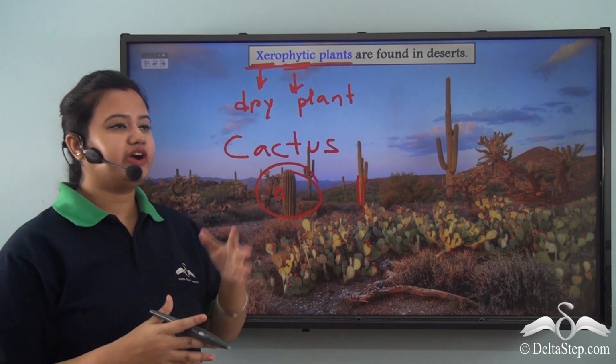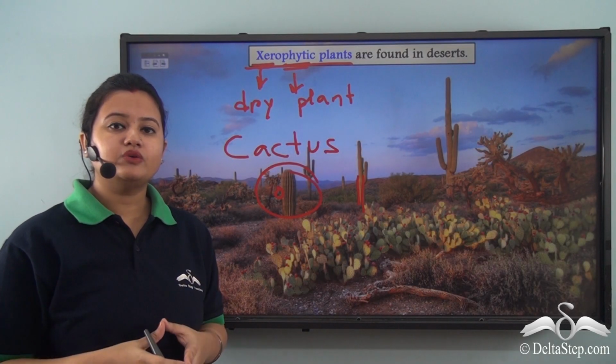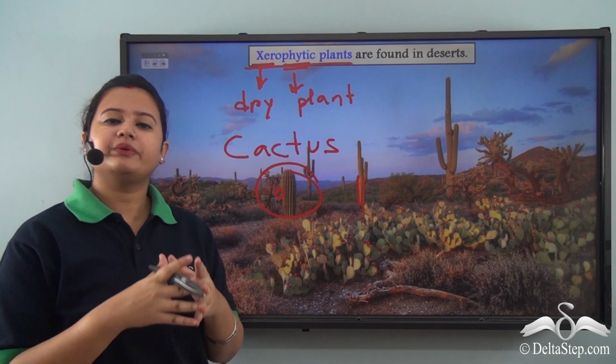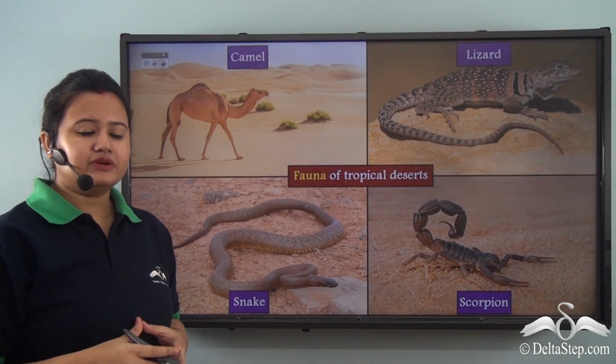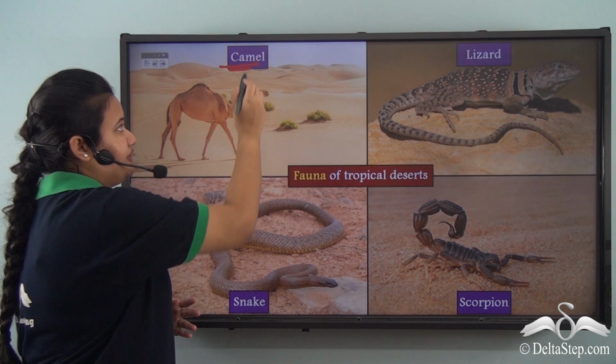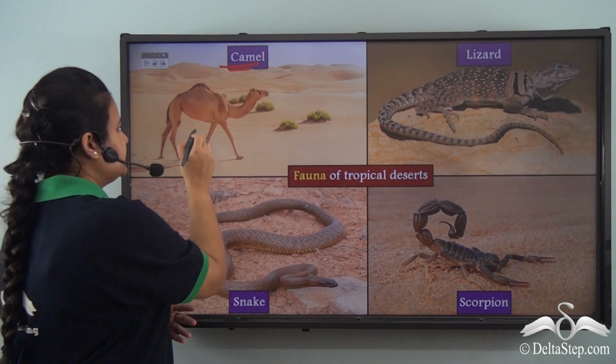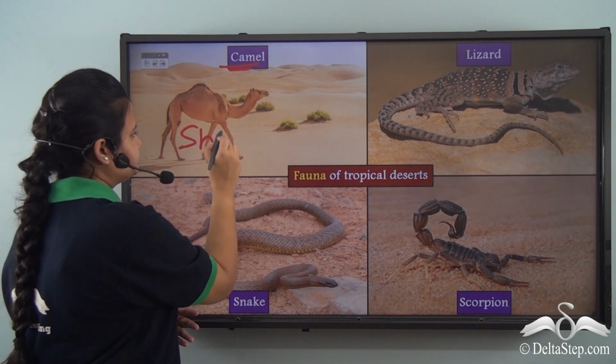dominated by xerophytic plants. Now, let us know about the fauna of these tropical deserts. Well, a common animal found in desert is the camel. In fact, the camel is known as the ship of the desert.